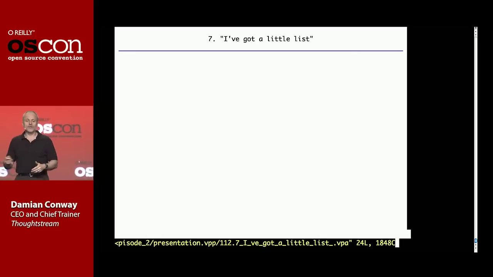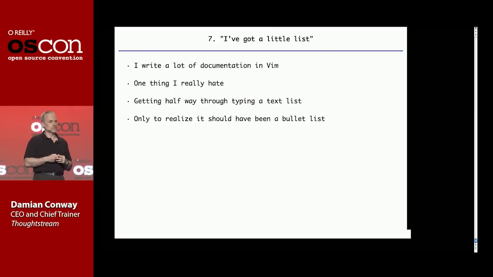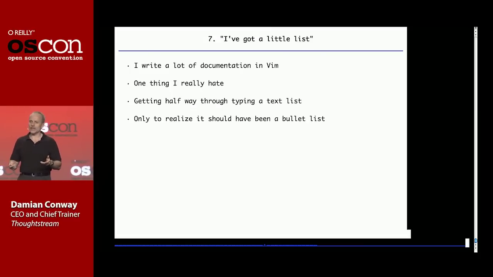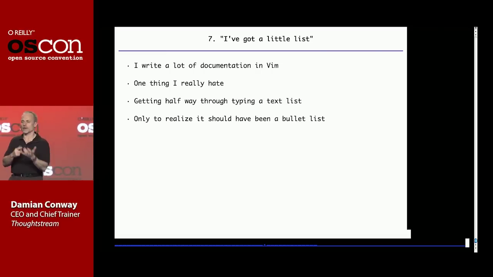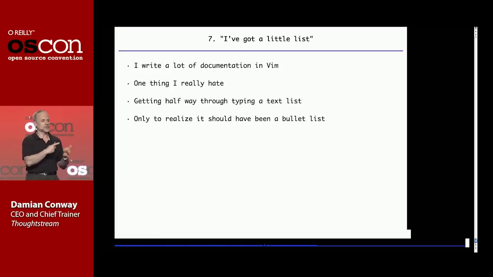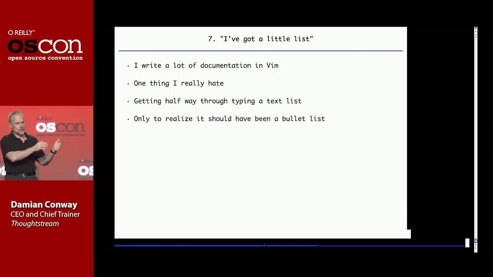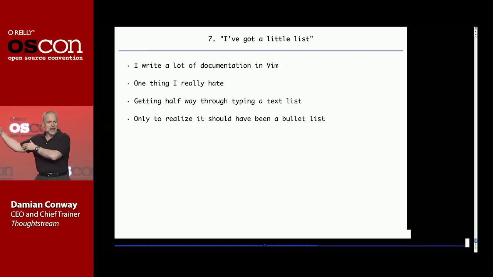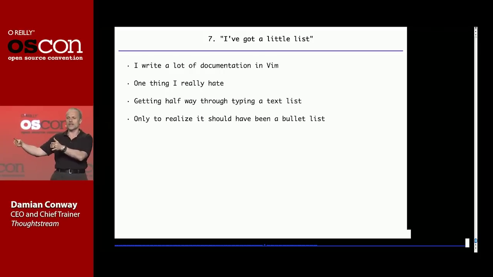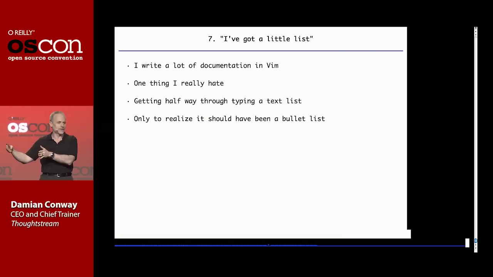So I write a lot of documentation in Vim. One thing that really annoys me is when I've been writing some documentation and describing the components that you need for something or the steps that you need to follow for something, and I've been writing it, and it's you do step A, comma, then step B, comma, then step C, comma, then step D. And at the point where I get to about step D, I realize, God damn it, this should have been a bulleted list. Because I've got too many points in a row and they're not going to be able to follow it.